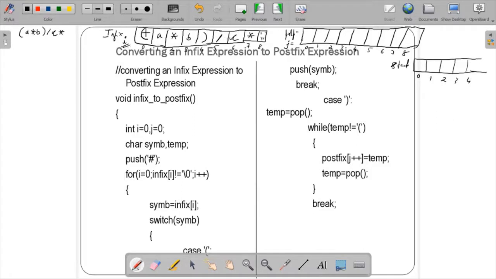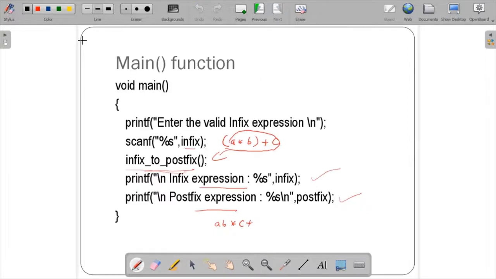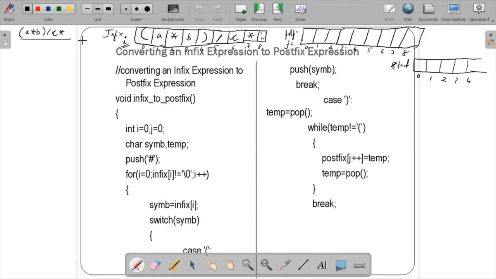So infix I read over here and stored in the form of a string. Now my question is this: a star b slash c star. So let us try to solve. In main, you'll be reading this particular string. I put an additional star so that I can compare all the cases. Int i is initialized to 0 and j is initialized to 0. j will be used for postfix and i for infix.